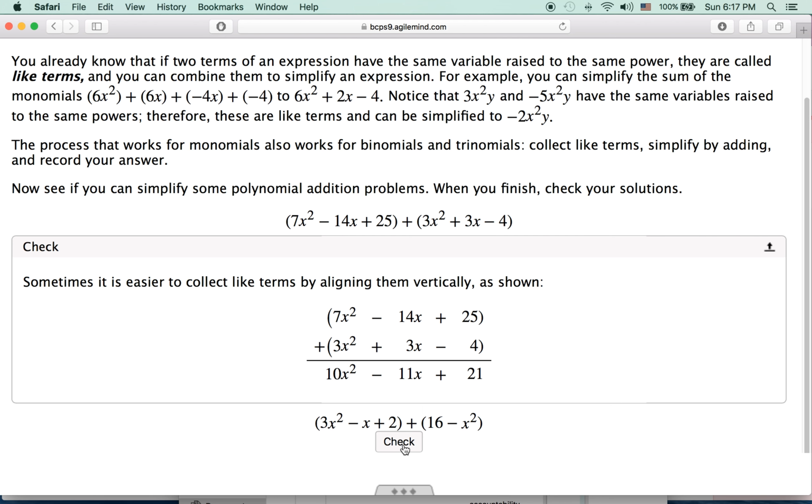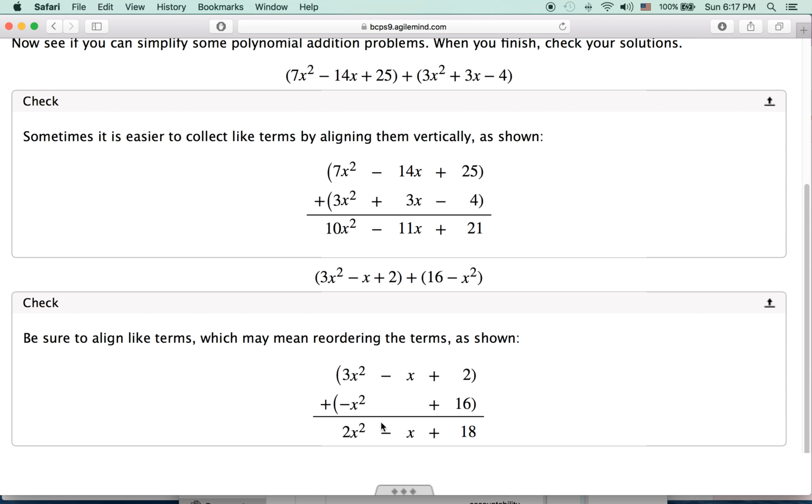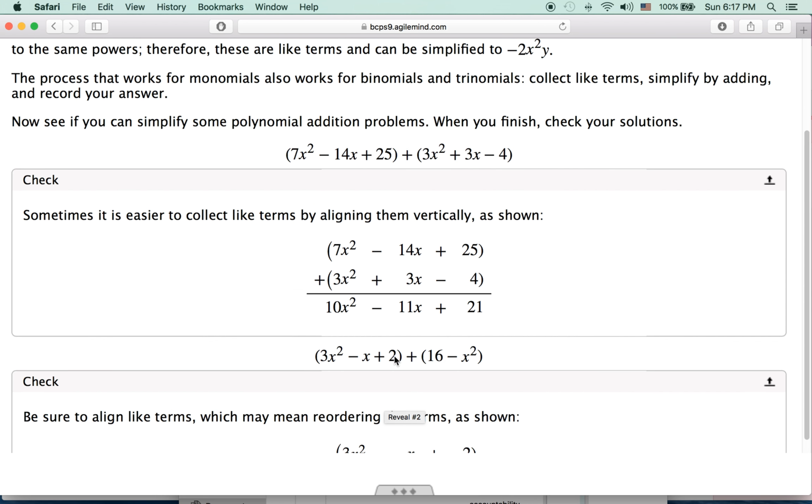Okay, so we'll leave it as an exercise to you to add these polynomials. This one's a little trickier because we have 3x squared plus 3x squared minus x plus 2, all adding 16 minus x squared. So you have to watch your signage here. So 3x squared plus minus x squared is actually going to be 3x squared minus x squared, which is 2x squared. So you have to pay careful attention to your signage. Okay.